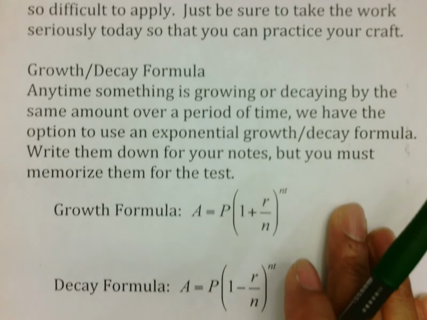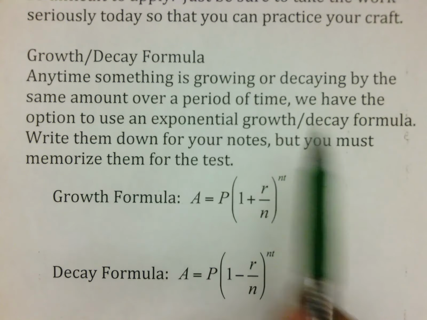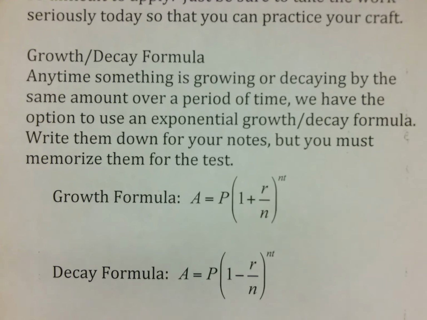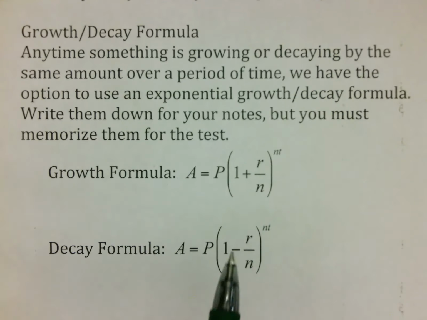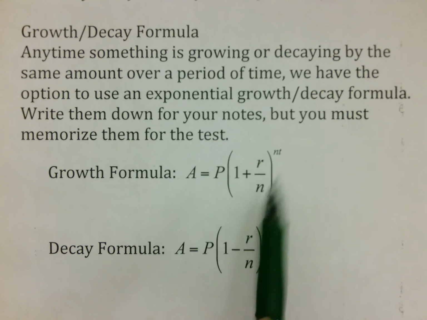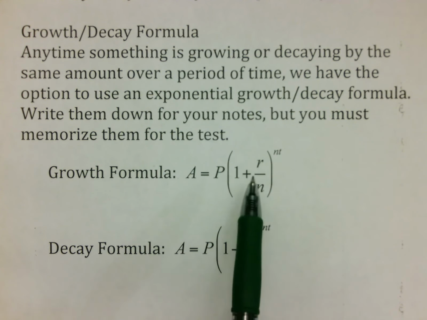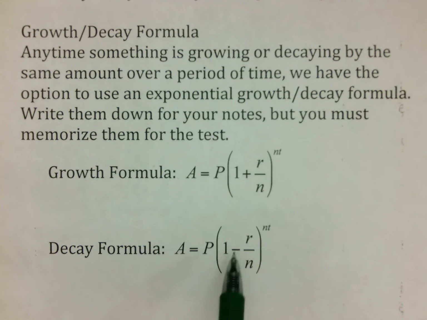The second thing we're going to talk about today is the growth and decay formula. Anytime something is growing or decaying by the same amount over a period of time, we have the option to use an exponential growth or decay formula. Write these down for your notes, but again, you must memorize these for your test. The growth formula is A equals P, parentheses, 1 plus R over N, to the power of NT. This is the general formula, and it is just applied differently depending on if it's growth or decay. You notice that the growth formula has a plus in the formula, and the decay formula has a minus, so you don't really need to remember both of them.